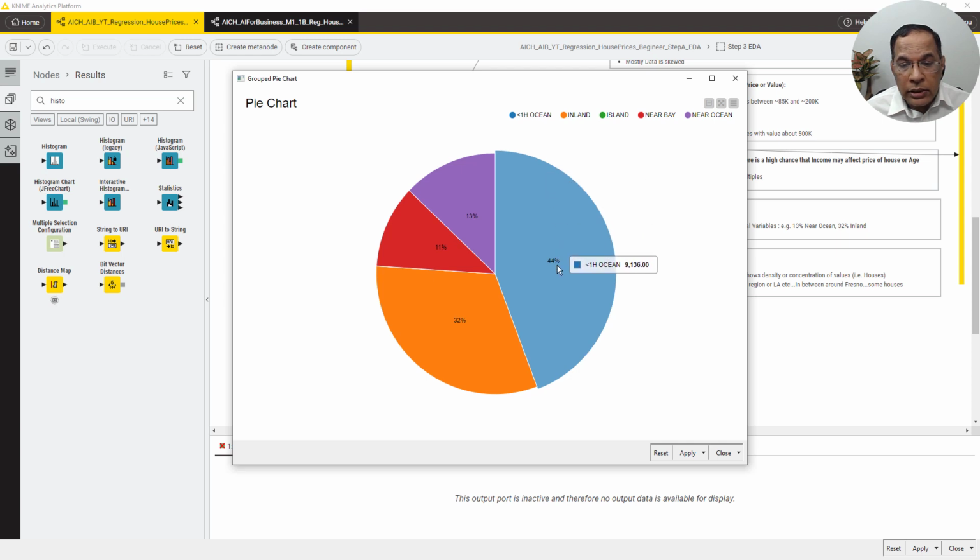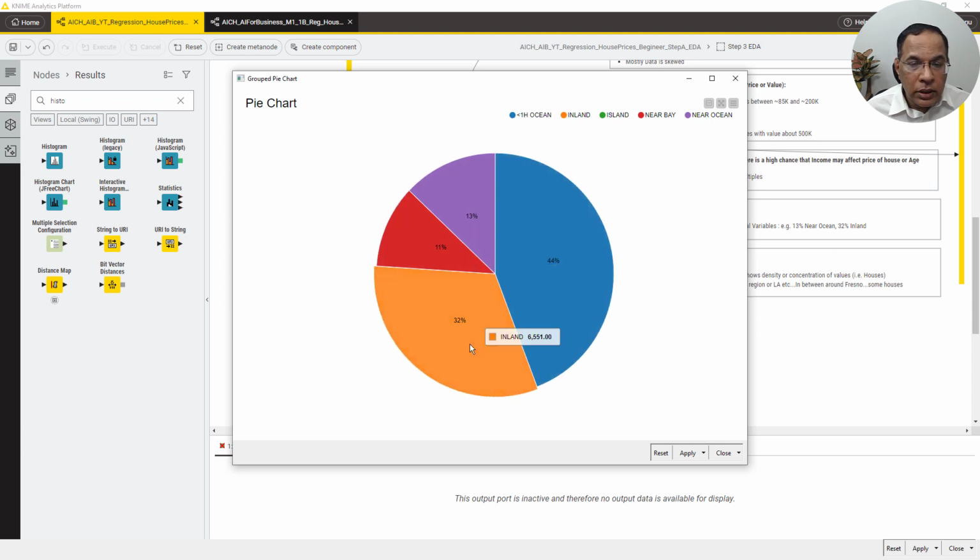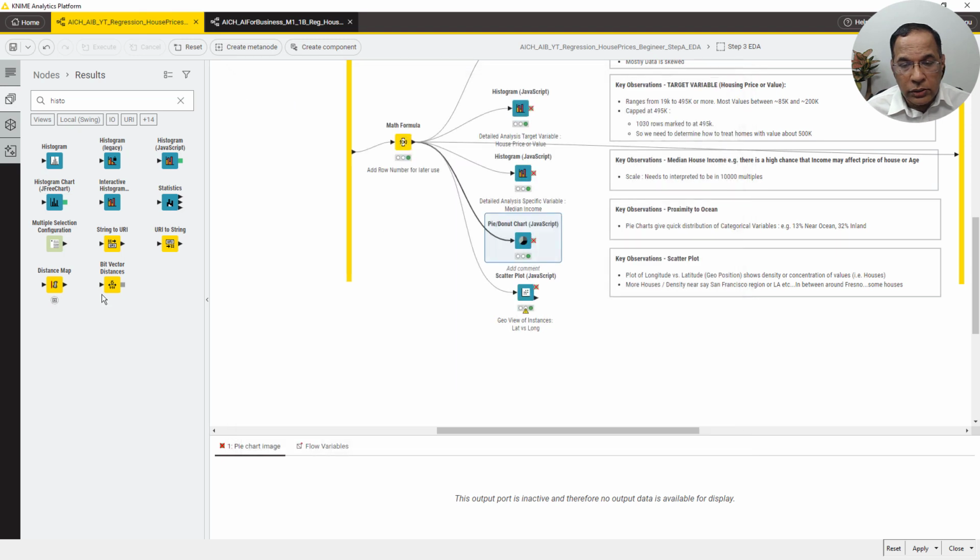Now I can clearly see 45% of my districts are in this variable category, 32% are inland, about 13% are near ocean, that is about 2000 of these districts, and so on and so forth, right? So I can do a quick analysis and say, look, most of them are inland, that makes sense, but there are some districts which are closer to the ocean. Okay, so pie chart analysis is also there, so it's easy.